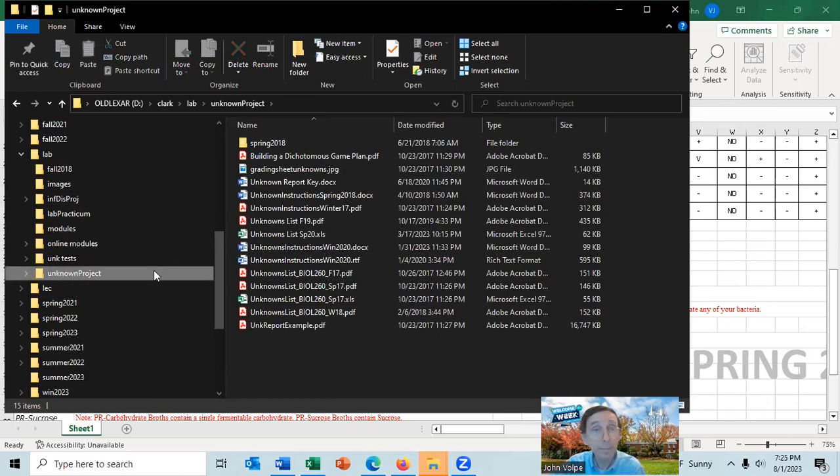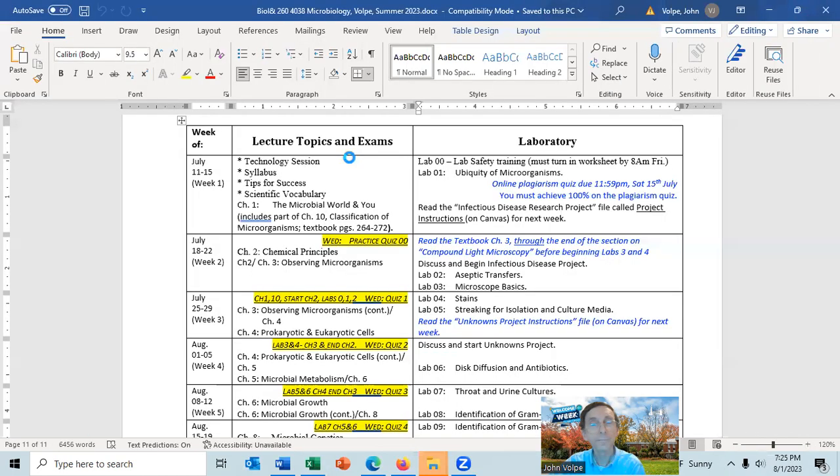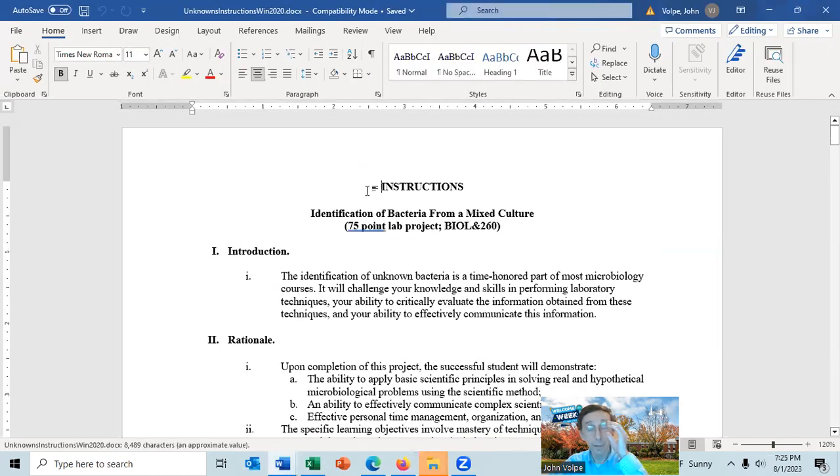Let me open up the unknown instructions. So this project will be worth 75 points. You'll need to start soon because it's going to take you several weeks to get done. Oftentimes I have students who wait until the very end to start on the project, and then you're not going to finish the project. And if they do finish the project, they're not using dichotomous logic, and so they'll get a steep penalty for not using dichotomous logic. So get started on the project soon.